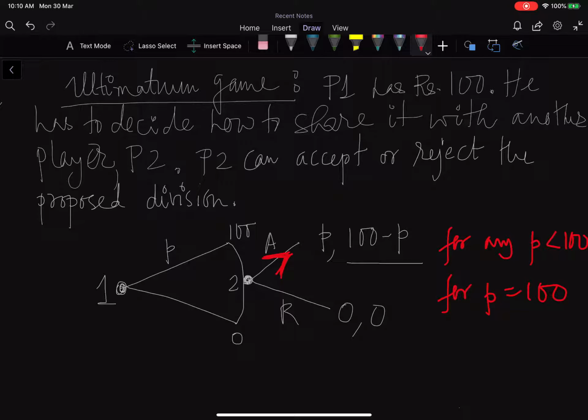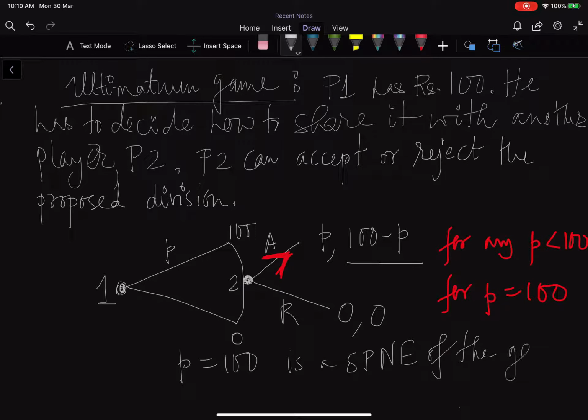So here p equal to 100 is an SPNE of the game when p is continuous. If you make p discrete, then it would be 99.